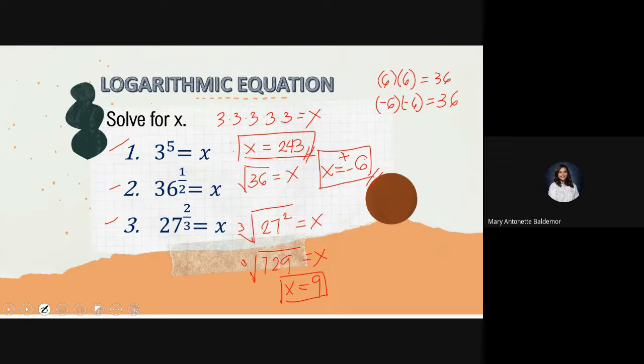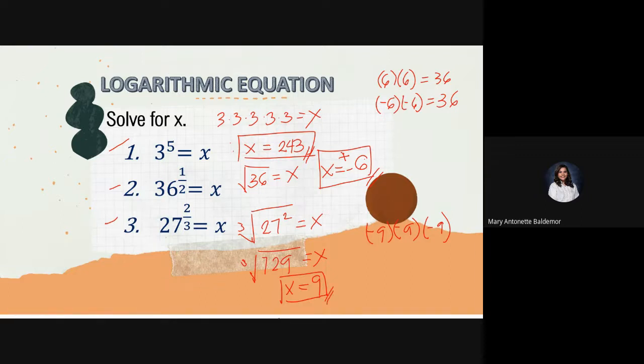here we only have one, because if we multiply negative 9 by itself, negative times negative is positive, but if we multiply by another negative 9, this will become negative. Now, it will no longer be equivalent to the other side of the equation since that is positive. Okay, so therefore the answer for number 3 is x is equal to positive 9.